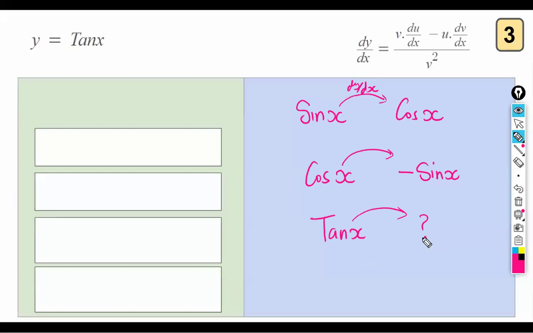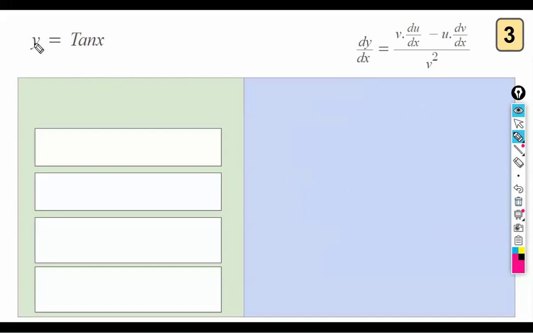Don't get me wrong. In Form 6, there is a formula. They will give you the formula when you differentiate tan to tell you what you will get. But in CXC Form 5, you have to work it out. You don't get to memorize it. So I'm going to show you how to differentiate tan x. But first of all, you have to remember trigonometry from last term.